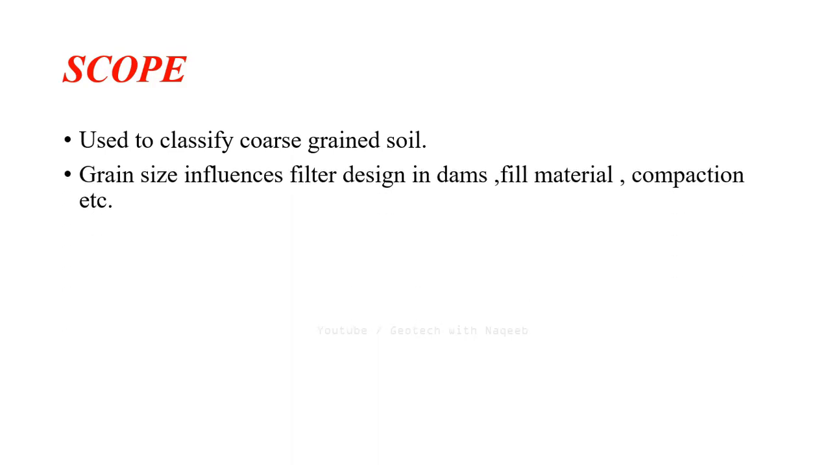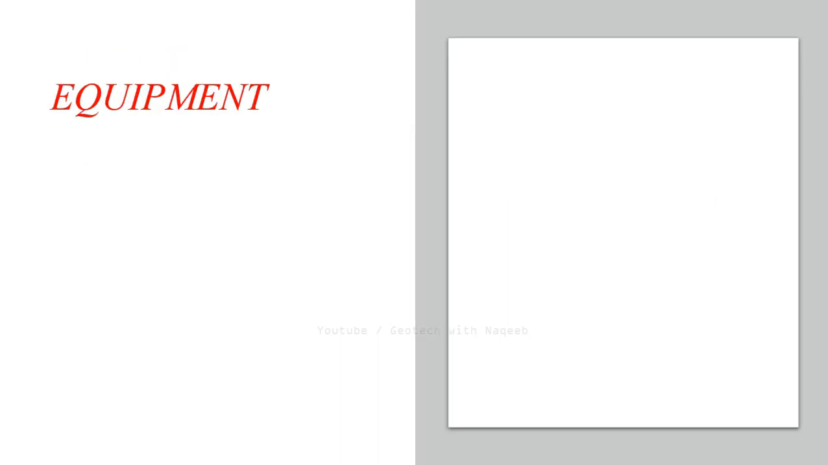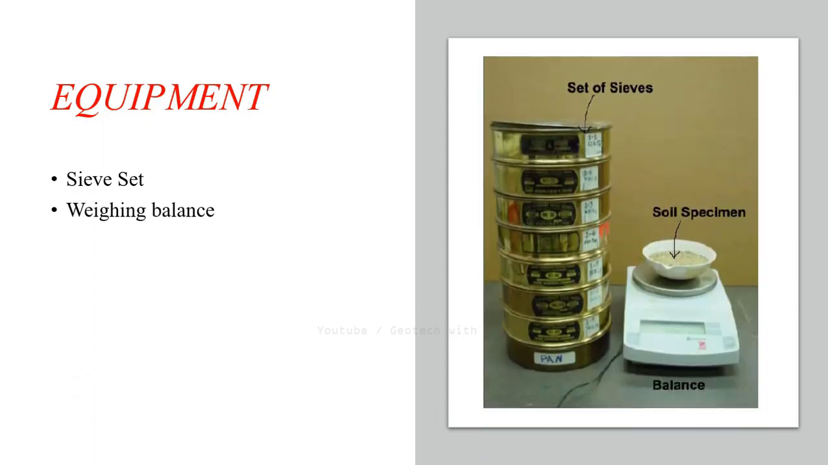Grain sizes influence the filter design in dams, filter material, compaction, etc. So this is the scope, and what is the equipment needed to perform this test? First is the sieve set that comprises different sieves. You can use different sieves like number 4, number 10, number 16, 20, etc. Then weighing balances. You can see here the sieve set. You can use more sieves in this sieve set. Then the balance to weigh the soil specimen, then a bowl and a cleaning brush to clean the sieves.